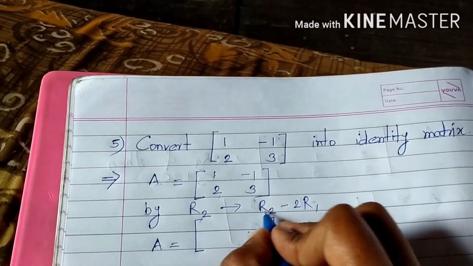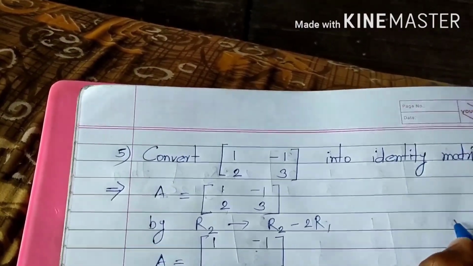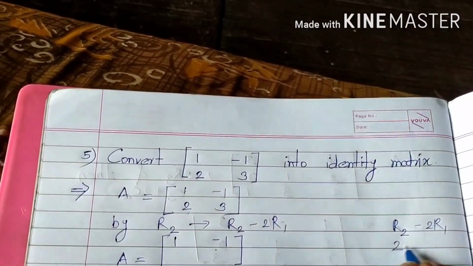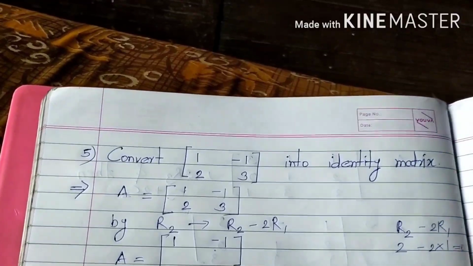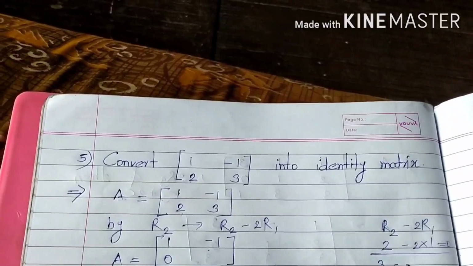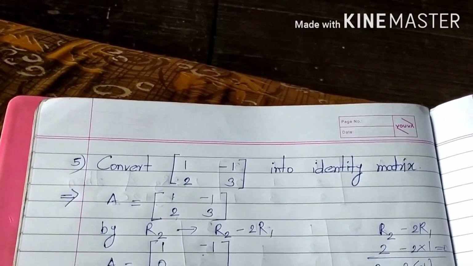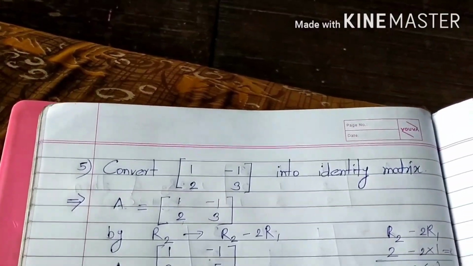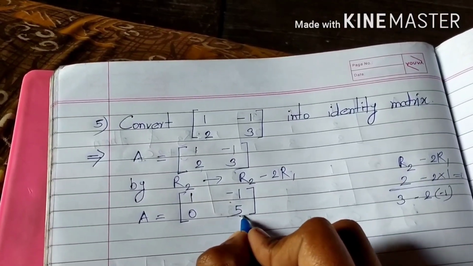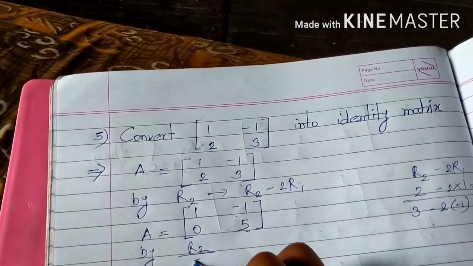Only R2 is changing, R1 is kept as it is. Now R2 minus 2R1. So R2 is 2 minus 2 into 1, 0. So write here 0. Next 3 minus 2 into minus 1. So 2 plus 1, 5. So it is 5. Next you want 1 here. So divide R2 by 5.